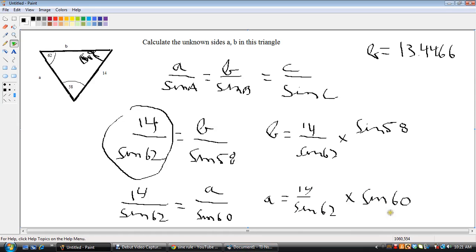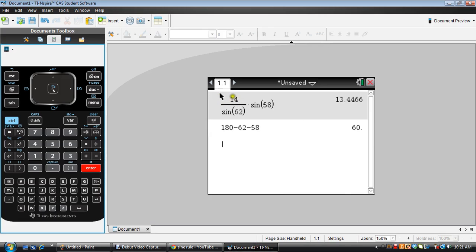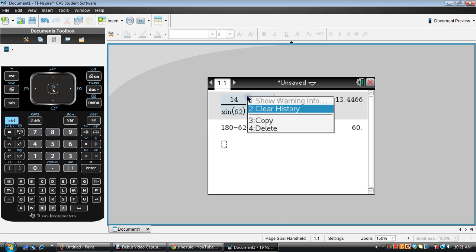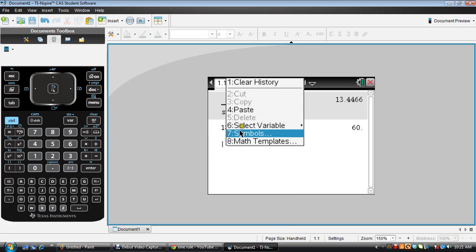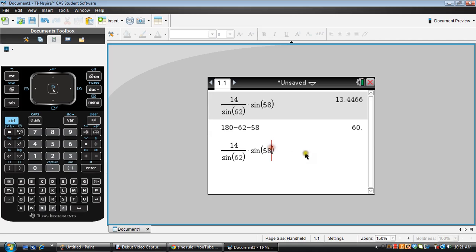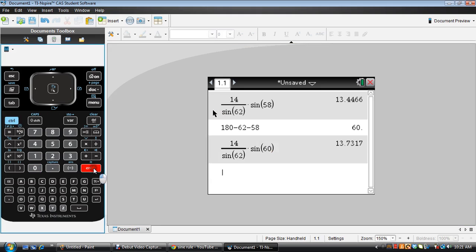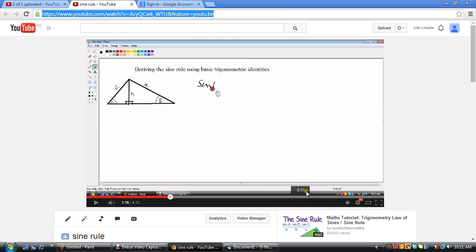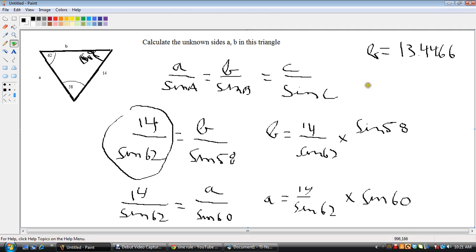Now let's use our calculator to find the actual length. The only difference is that this becomes 60 here, because we're using the original information, and now we have a new angle of 60. And we find that its length is 13.73. So A is equal to 13.73.